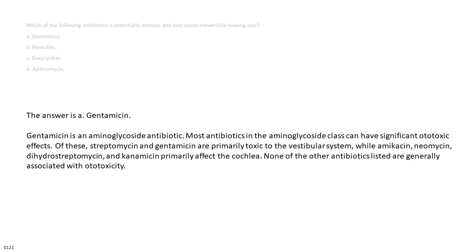The answer is A. Gentamicin. Gentamicin is an aminoglycoside antibiotic. Most antibiotics in the aminoglycoside class can have significant ototoxic effects. Of these, streptomycin and gentamicin are primarily toxic to the vestibular system, while amikacin, neomycin, dihydrostreptomycin, and kanamycin primarily affect the cochlea. None of the other antibiotics listed are generally associated with ototoxicity.